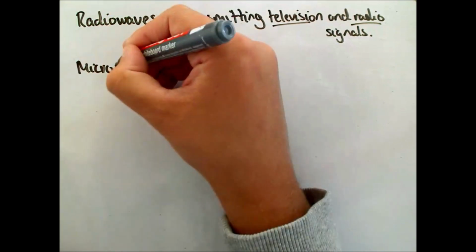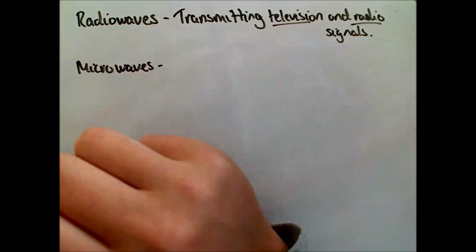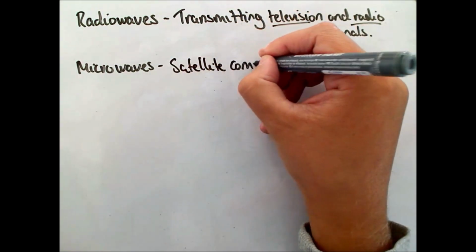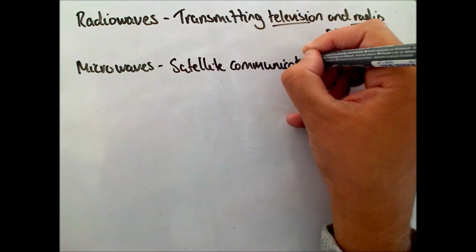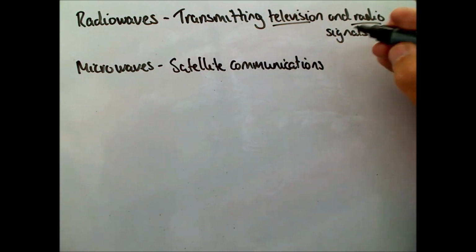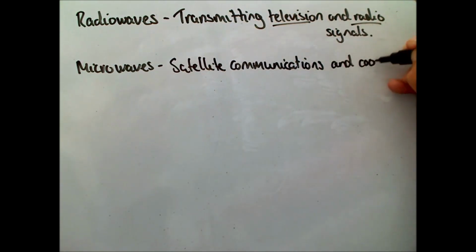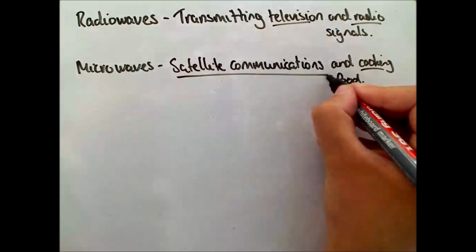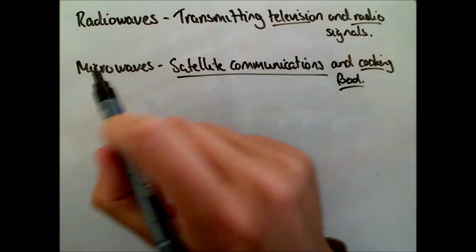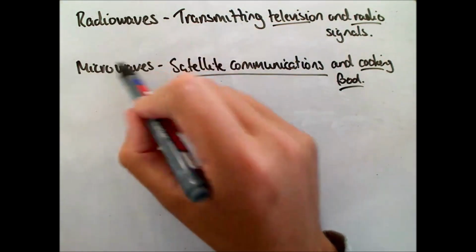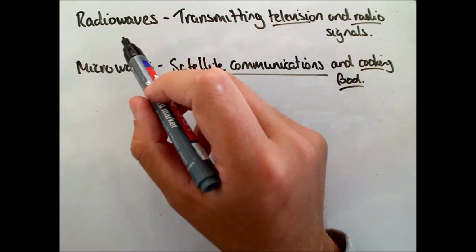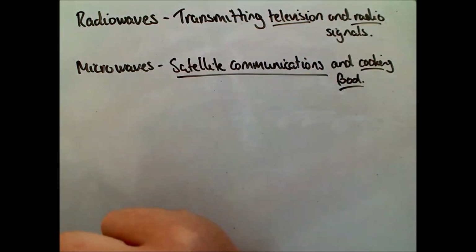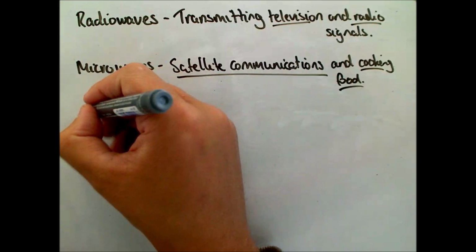Microwaves. These are used in satellite communications. And cooking food, of course. We use microwaves in satellite communications instead of radio waves because of the long wavelength of radio waves and their frequency. They actually reflect back off of the atmosphere, so they don't go out to satellites, so you have to use microwaves.